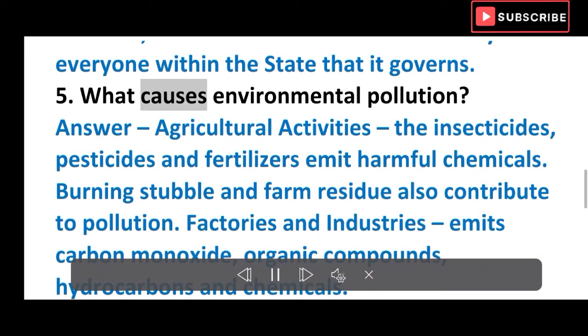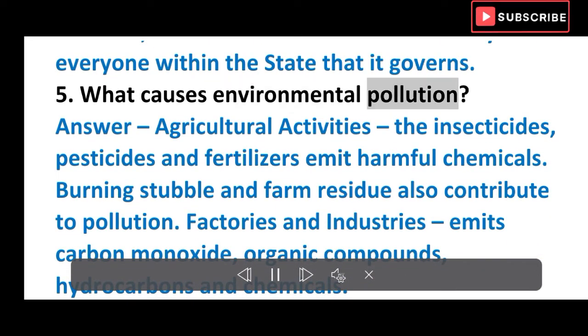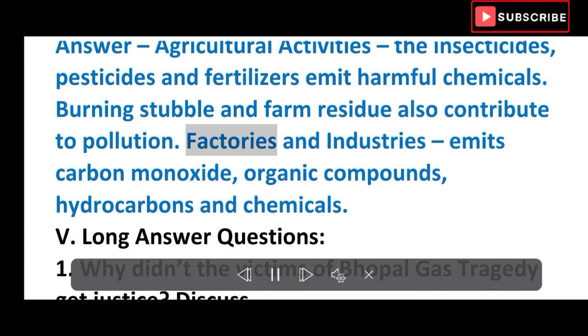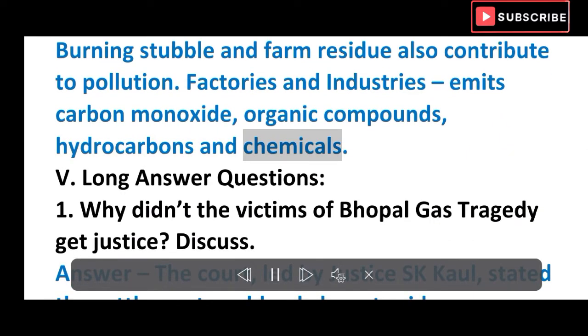5. What causes environmental pollution? Answer: Agricultural activities. The insecticides, pesticides and fertilizers emit harmful chemicals. Burning stubble and farm residue also contribute to pollution. Factories and industries emit carbon monoxide, organic compounds, hydrocarbons and chemicals.